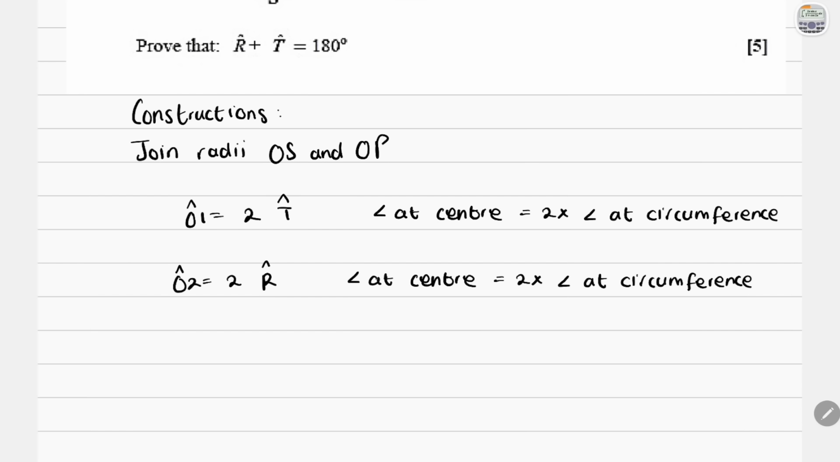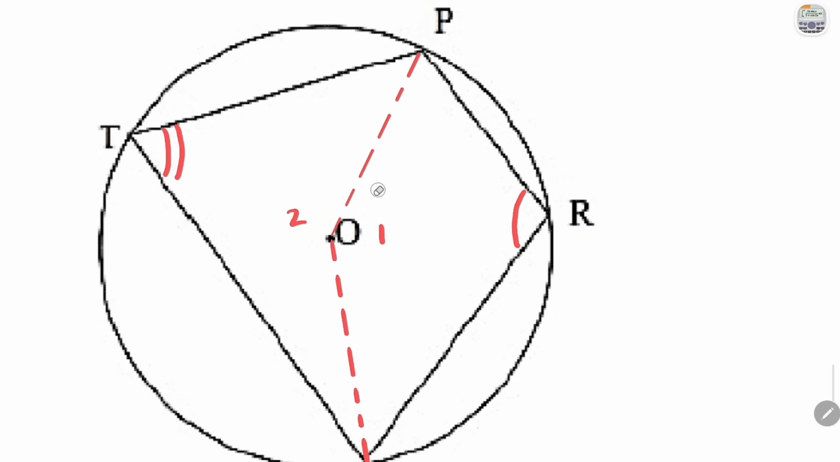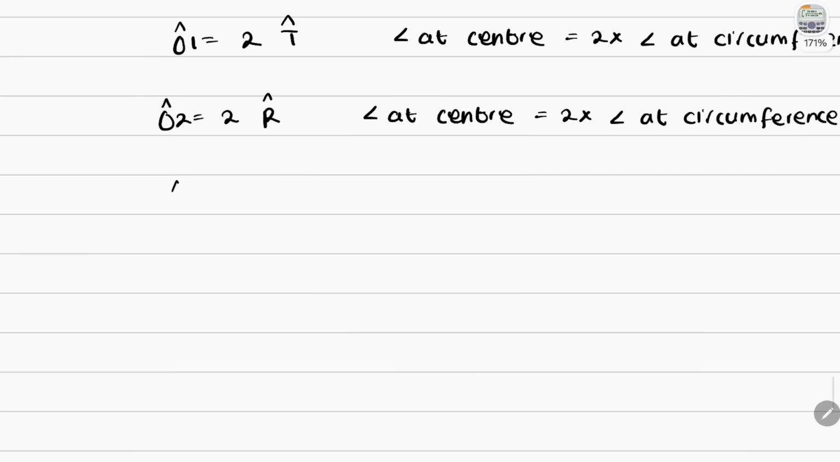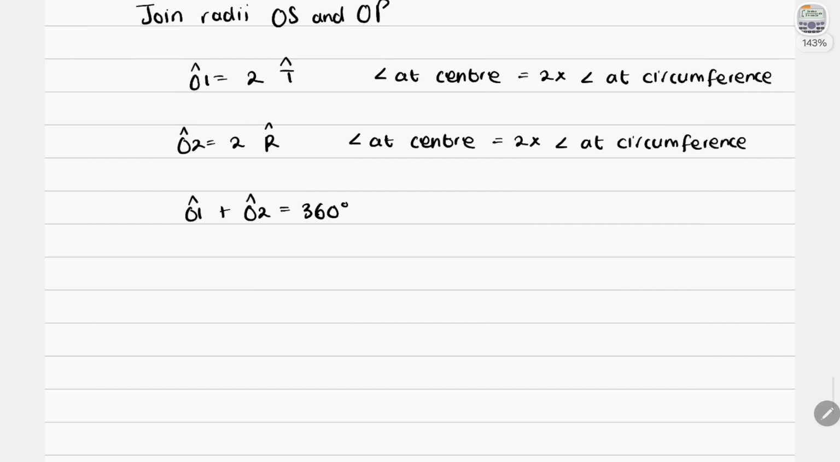Okay, so angle O1 and angle O2. Do you notice something about these? If we add these together, because they are the angles that lie around a point, they add up to 360 degrees. So we can go ahead and say that angle O1 plus angle O2 is equal to 360 degrees because angles around a point add up to 360 degrees.